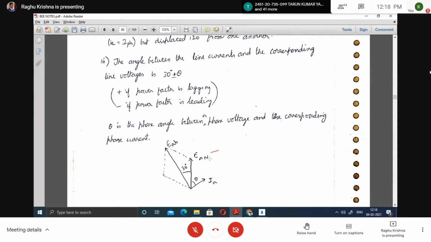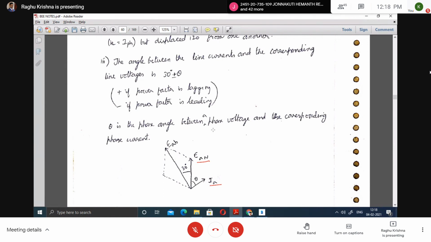So here EAN is the phase voltage, IA is the phase current. The angle between these is theta. Theta depends upon the type of load we connect. If we connect a resistive load, theta equals 0. If you connect an inductive load, the current lags the voltage. If you connect a capacitive load, the current leads the voltage.